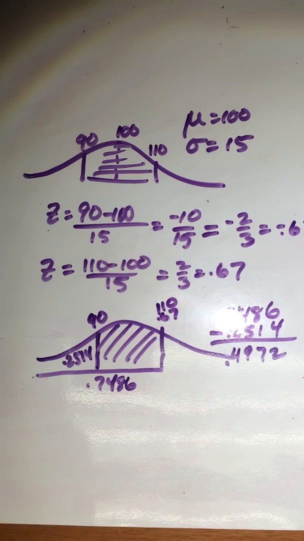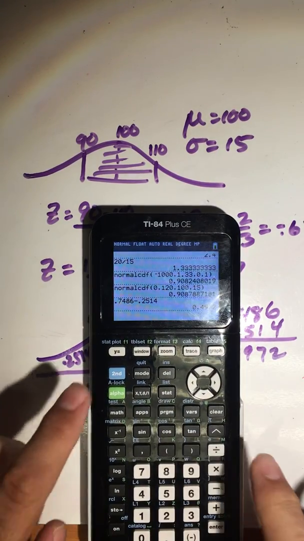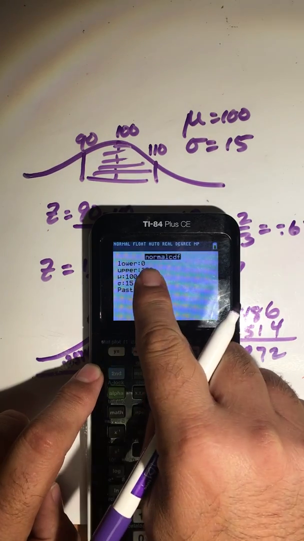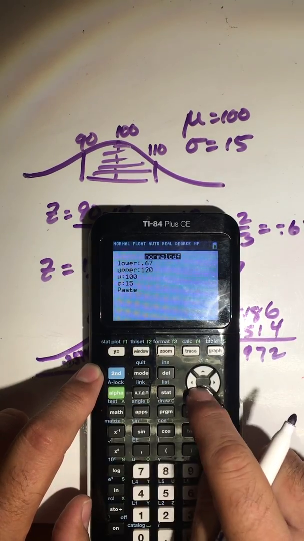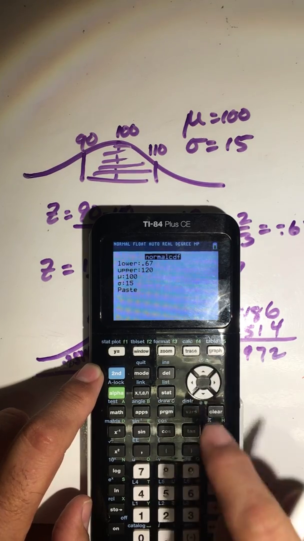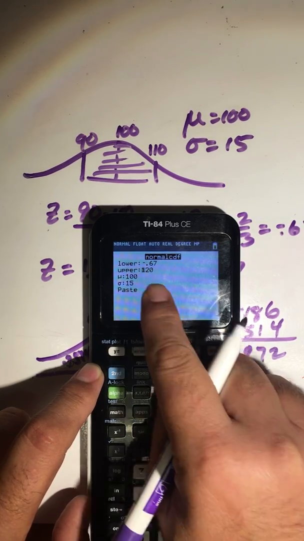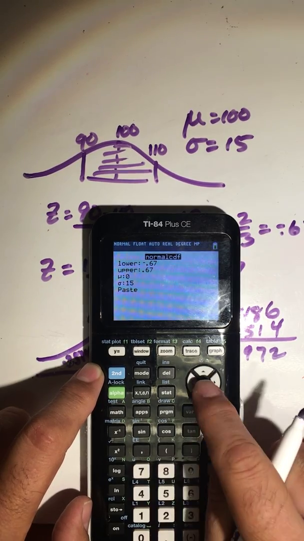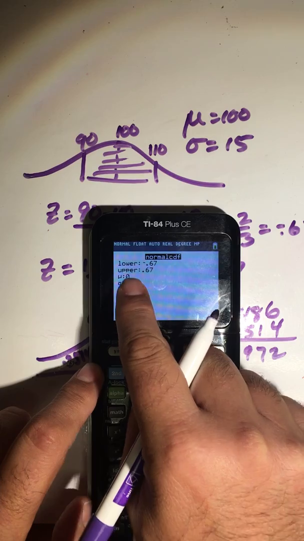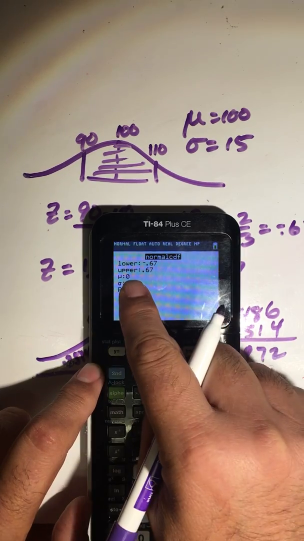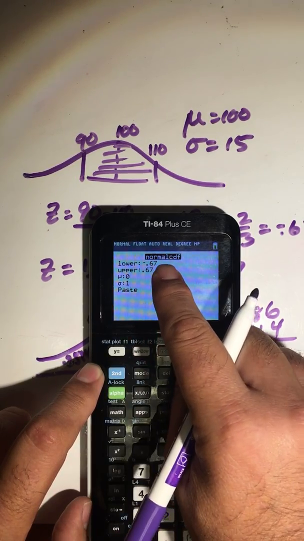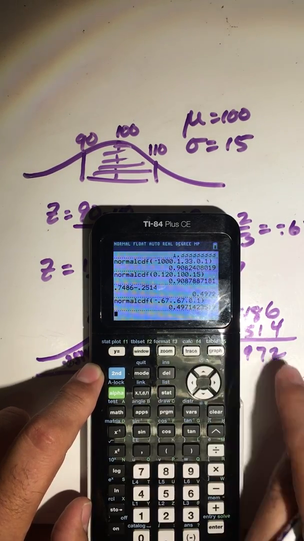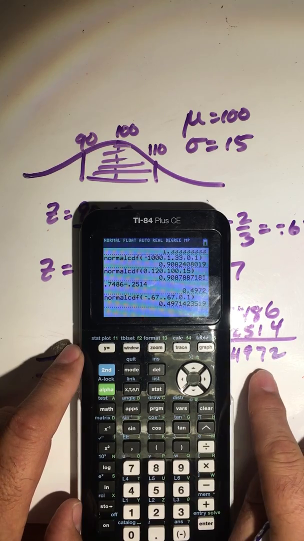Okay, can I do that same thing on the calculator? Of course we can. We can do distribution, normal CDF, and the lower bound would be negative 0.67, and the upper bound would be positive 0.67. The mean is 0, and the standard deviation is 1. Remember, we would use the normalized scores, so the mean and the standard deviation would be 0 and 1, since those are in terms of z-scores. And paste it in, and 0.497, right? Basically the same answer I got there.